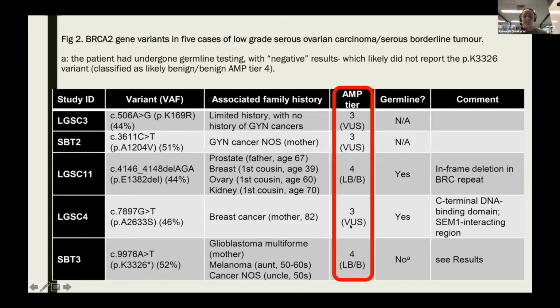And as you can see, 3 of the tumors were classified as variants of unknown significance, and 2 of them were likely benign or benign. 2 of the patients had confirmed germline testing by testing further normal tissue. This last patient also had germline testing, however, was given a negative result. But the authors note that potentially they did find this benign mutation and it wasn't reported because the AMP tier was benign. And that's just a convention of the way molecular pathology is reported sometimes.